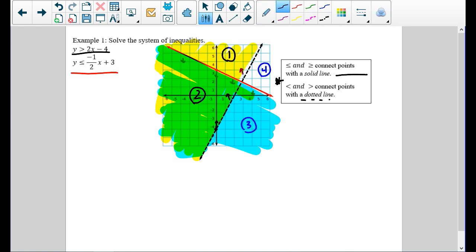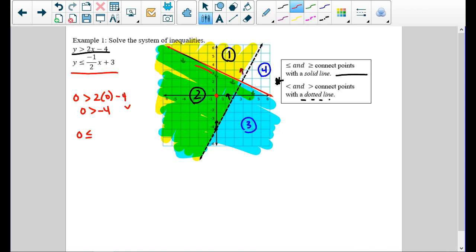So if I look at this and I think, oh, well, I think this section is where I need to shade, where the number 2 is, I can pick a point in there. In this case, I can pick 0, 0 and plug it in. So 0 greater than 2 times 0 minus 4. 0 greater than negative 4? Yes. And again, I can plug in 0 in the other bottom one.